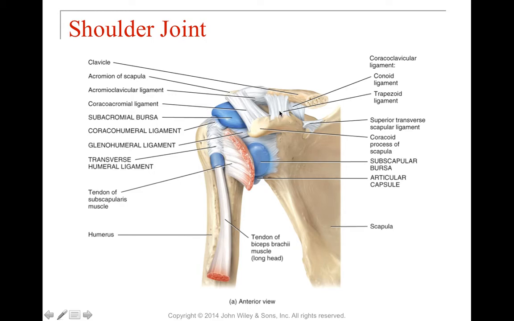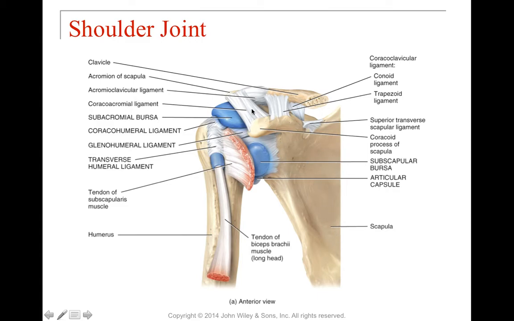We also have the conoid ligament, which is going to connect, again, the coracoid process to the clavicle, but in a different location. That's here. And then the trapezoid ligament, which does the same thing, but again, from a different direction. So these two are both going to be connecting the coracoid process of the scapula directly to the clavicle. We also have this region here, the superior transverse scapular ligament, which connects one side of the scapula to the other. All right, again, this is the scapula.